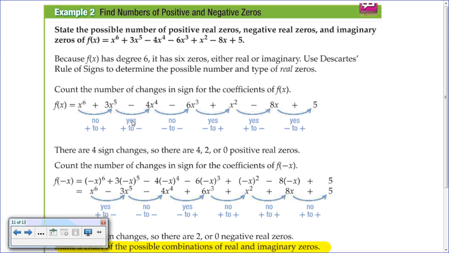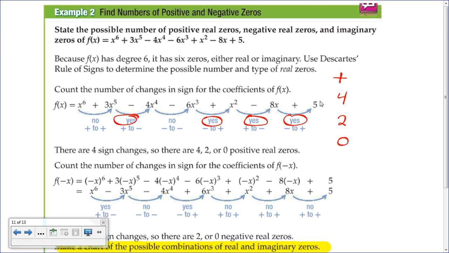Positive to negative, yes, there's a sign change. Negative to negative, no. Negative to positive, yes. Positive to negative, yes. And negative to positive, yes. So when we count them, there are 1, 2, 3, 4 sign changes. So that means that as far as positive roots, I could have 4, but remember it could go down by 2. So there's either 4, 2, or none.